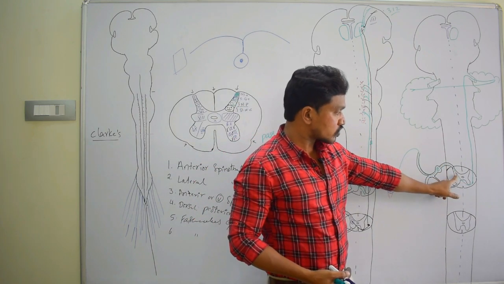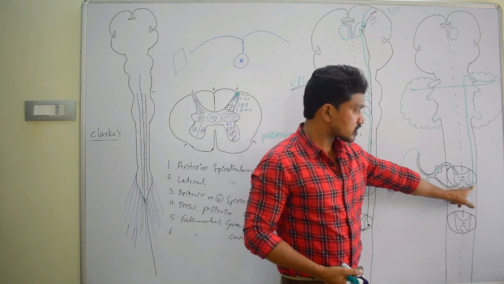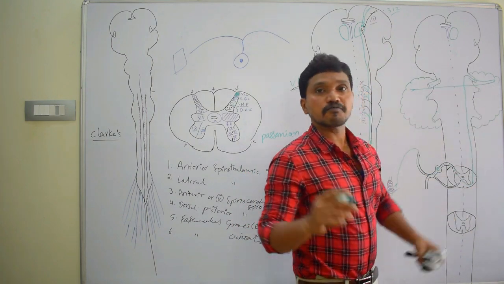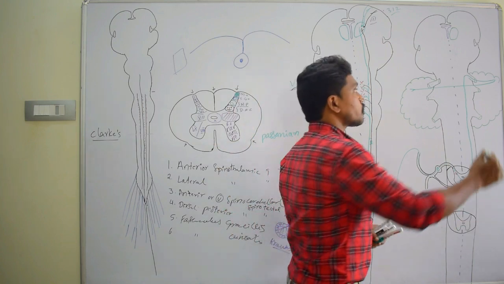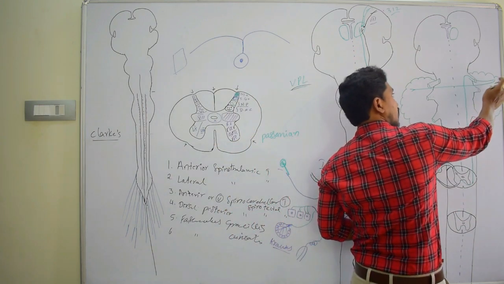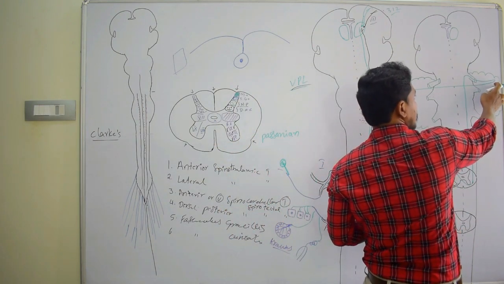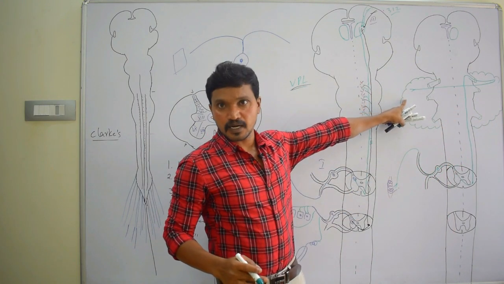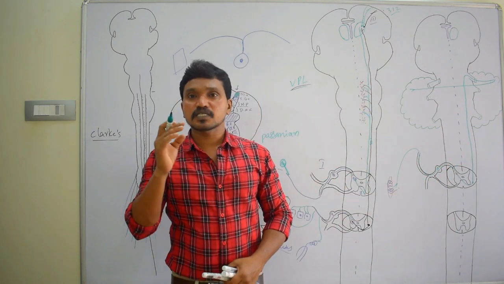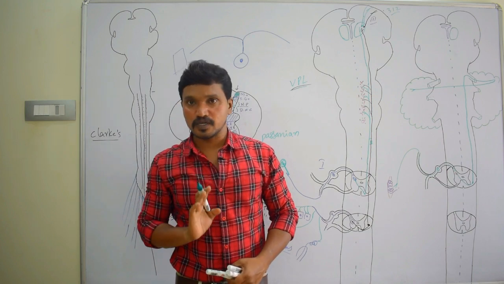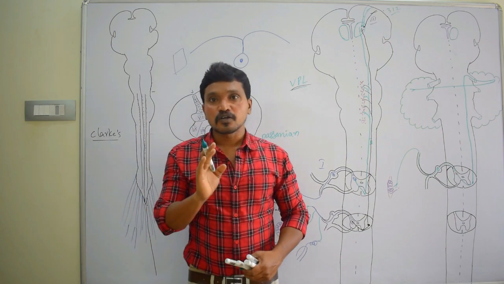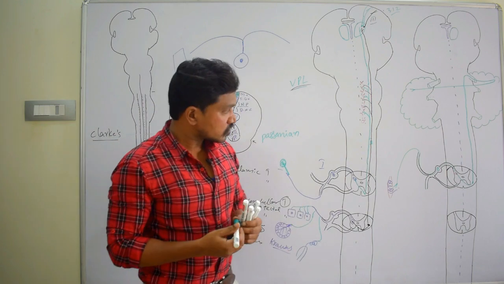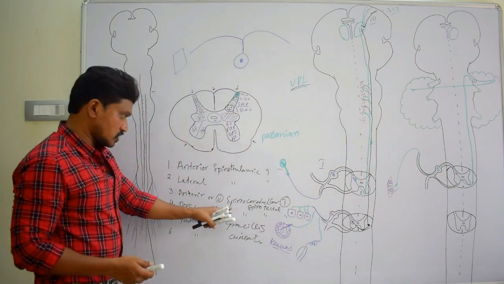Fibers of those neurons will cross to the opposite side and ascend upwards. When they reach the level of the superior cerebellar peduncle, they pass through it and reach the opposite side cerebellar hemisphere. From there again they reach the same side cerebellar hemisphere, because the cerebellum controls the ipsilateral half of the body, not the contralateral. But the cerebrum controls the contralateral half of the body. So this is about the anterior spinocerebellar tract.